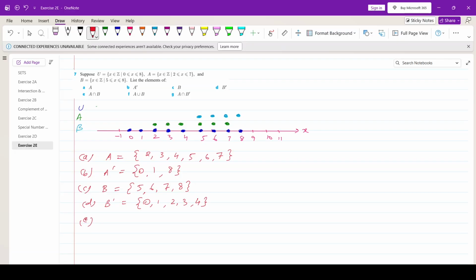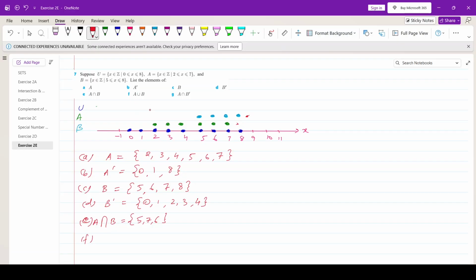Part E, A intersection B. Now this is A, this is B. So A intersection B is where both of them are present. That will be 5, 7 and 6. So 5, 7 and 6 is A intersection B.